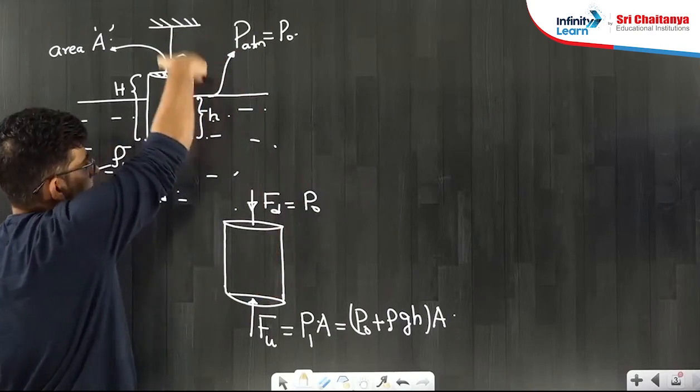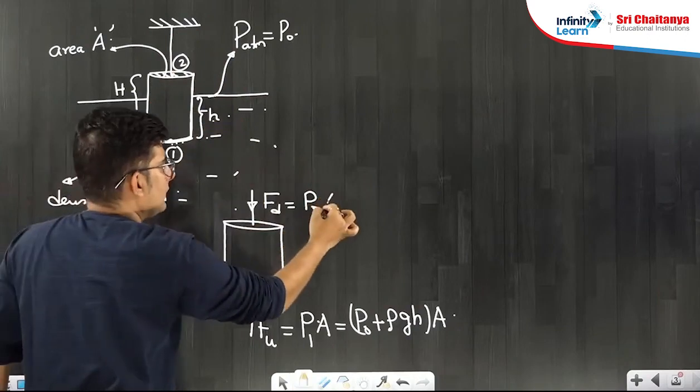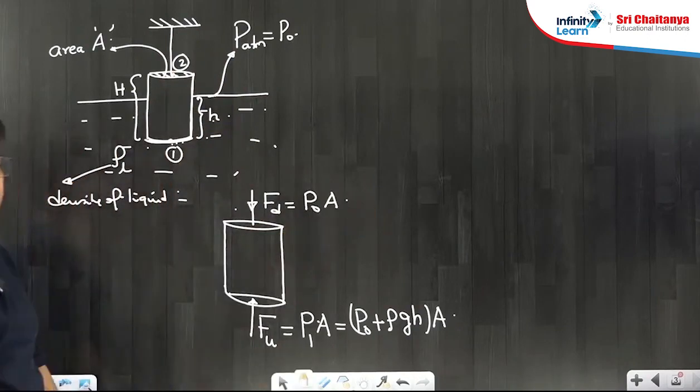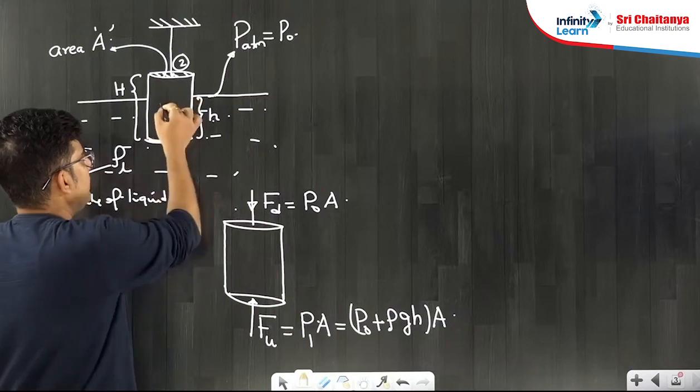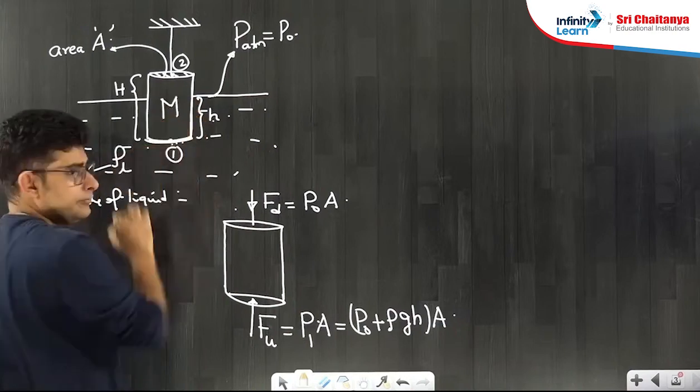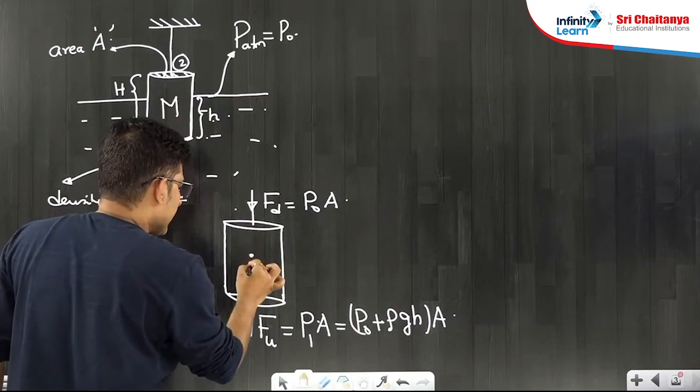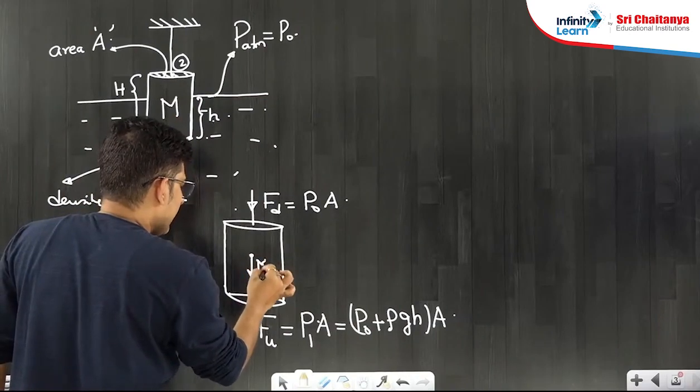And what is it exerting? A downward force, P naught A. Is it clear? Now, next thing, we will have this solid. Suppose its mass is m. So you will have its weight downwards, mg.